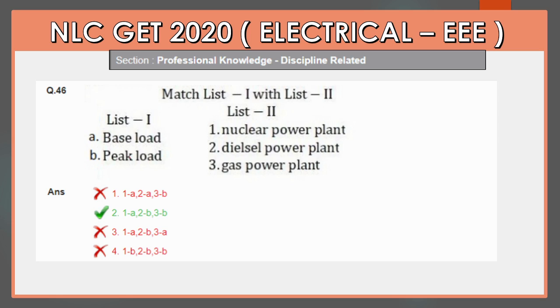Next question, it is asking what are the base load and what is the peak load. We know that base load is nuclear power plant, so peak load is diesel power plant and gas power plant. Diesel and gas power plants are peak load power plants. So 2B, 3B. So second option is the right answer. Base load power plant is nuclear power plant.